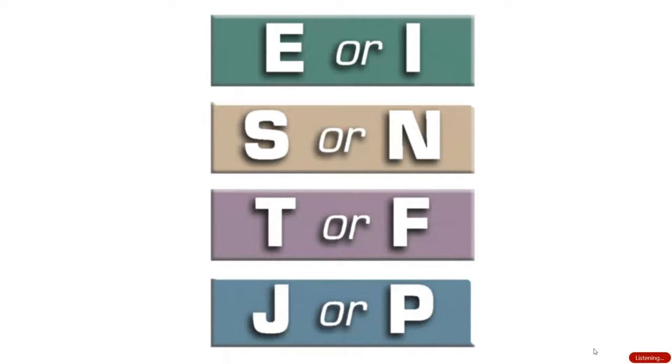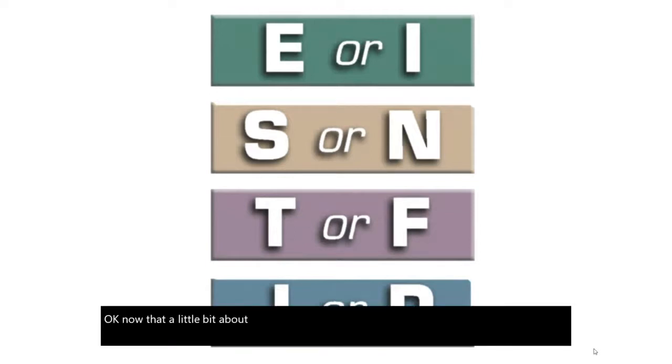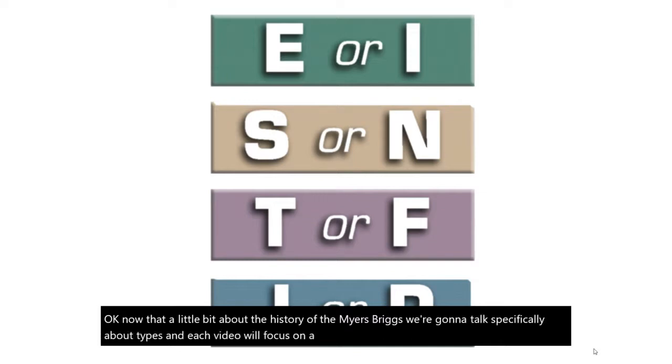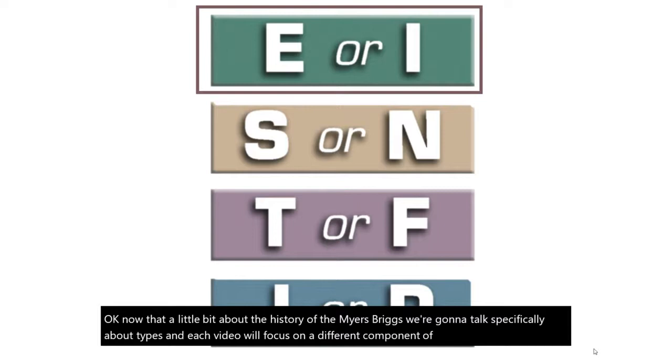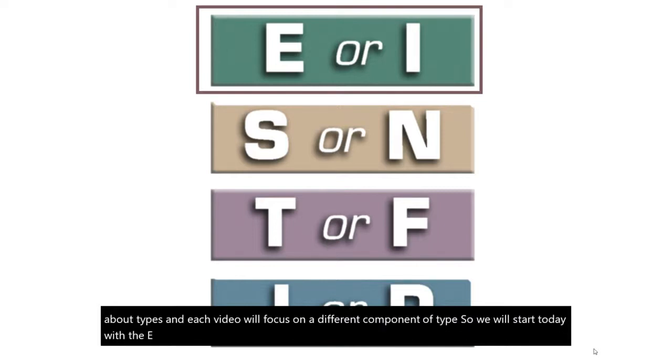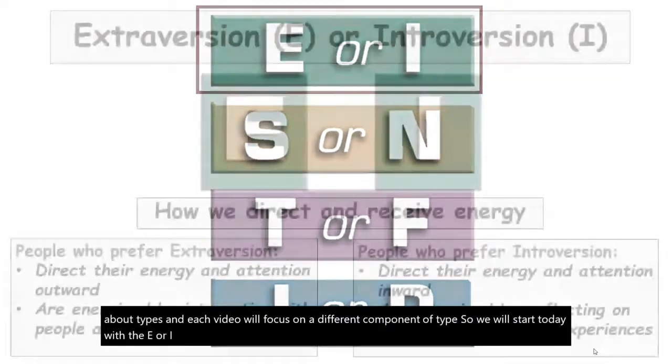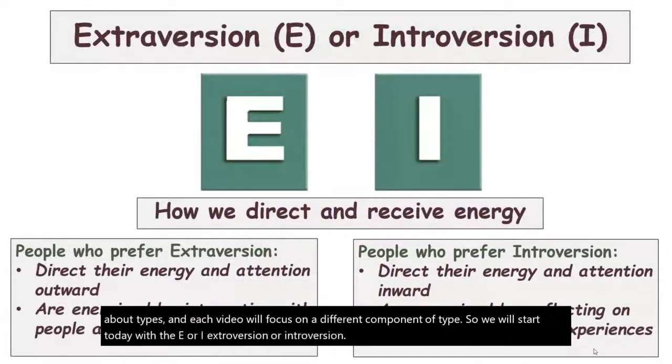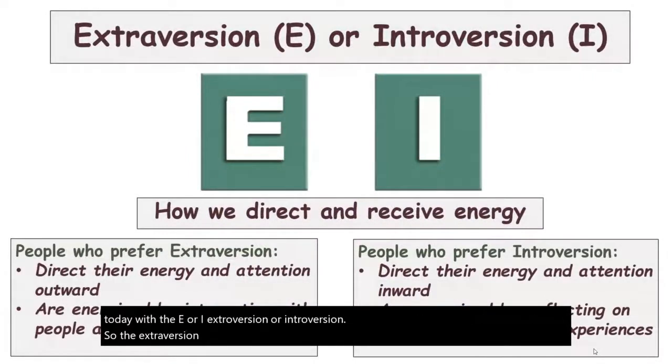Okay, now that you know a little bit about the history of the Myers-Briggs, we're going to talk specifically about types, and each video will focus on a different component of type. So we will start today with the E or I, extroversion or introversion. The extroversion/introversion component of Myers-Briggs type is all about how we direct and receive energy.